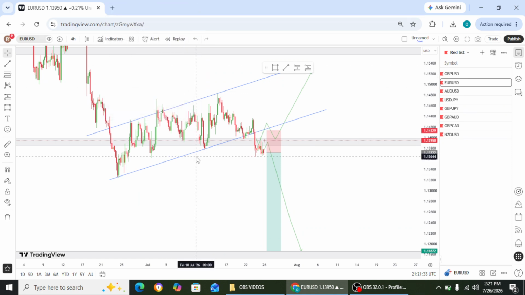This is Euro USD. Let's do the analysis for the 27th day of July before the market opens, and the market will open in the next few minutes.